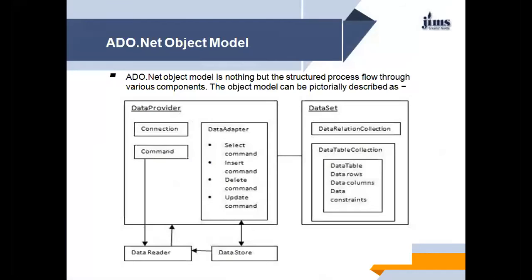The ADO.NET object model is nothing but the structured process flow through various components. The object model can be pictorially described as you can see in this picture. There is a data provider. With the help of the data provider, the connection is established. There is a command. With the help of the command, you can read. The data reader is there.